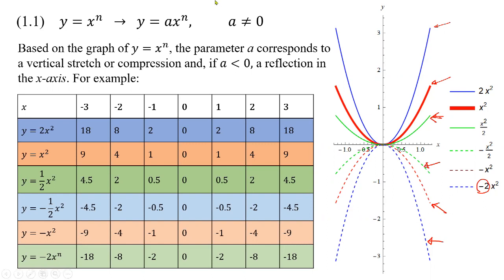Okay, so let's make a summary. If the original function is y equals x to the power of n, and if we put a new parameter a here, this is equivalent to vertically stretching or compressing the function by a factor of a. And if a is negative, a reflection in the x-axis. Understand?